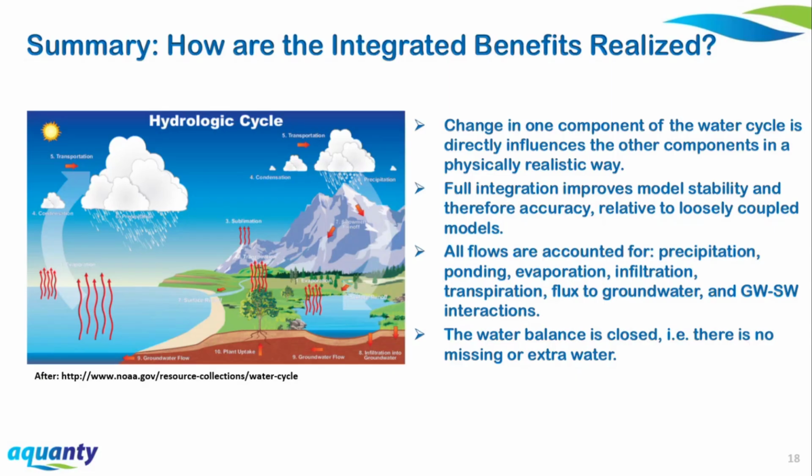So to summarize, change in one component of the water cycle directly influences the other components in a physically realistic way, avoiding empirical relationships. That full integration improves model stability and therefore accuracy, relative to loosely coupled models. With all flow being accounted for, precipitation, ponding, evaporation, infiltration, transpiration, there's essentially no missing water in the water balance, so the water balance can be closed.